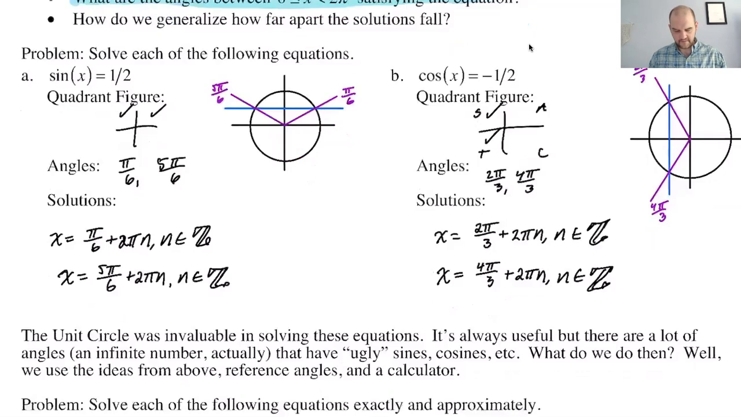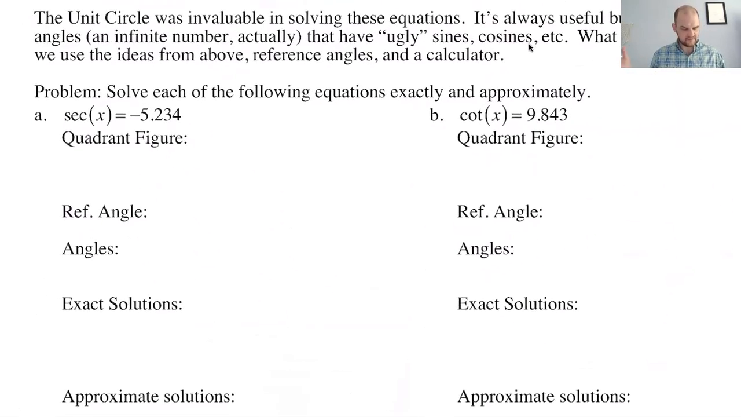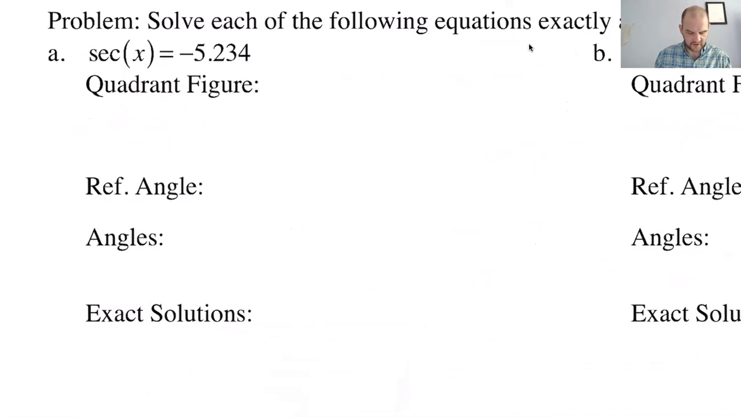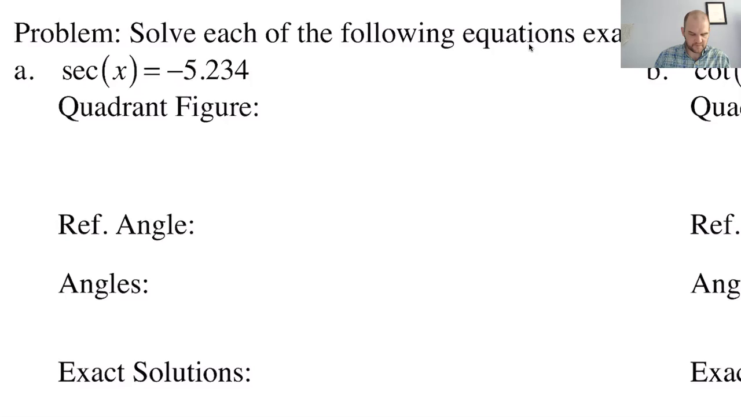Let's talk about less famous ratios. So here we go. Secant of x is equal to negative 5.234. I don't know, that's not a famous ratio that I'm aware of. In fact, most secants, I don't really know. Like two over radical 3, do I even know what that is? I have no idea.